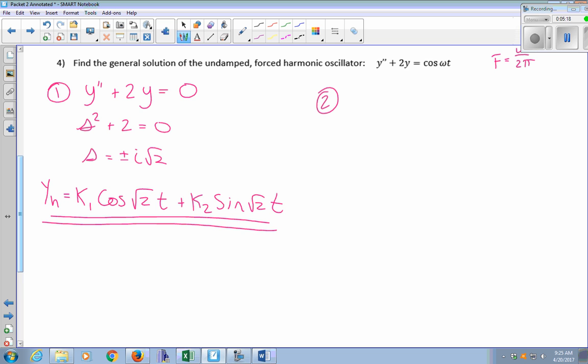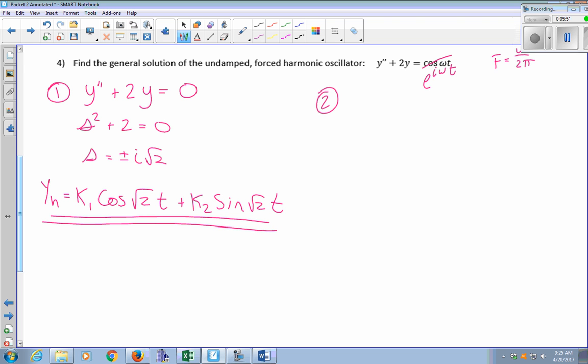And I could use complexification or lucky guess, where I would make my guess alpha cosine omega t plus beta cosine omega t. Or I could change this to an e to the i omega t and make my lucky guess, my guess for y particular, alpha e to the i omega t, right? So this is the same process we've been going through. And I guess I'll write it out since it's new.